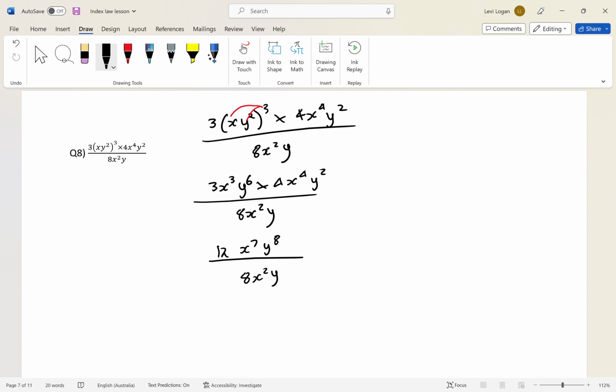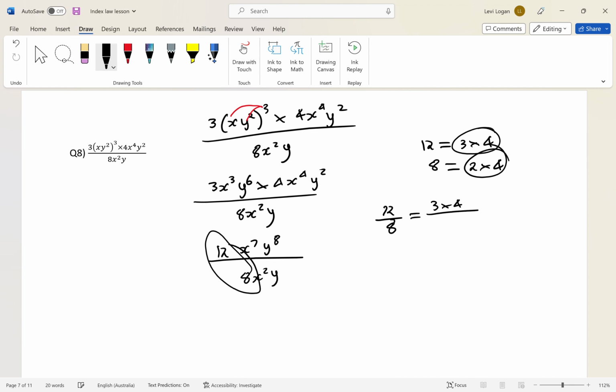Alright, so now let's deal with our numbers first here. So 12 divided by 8. 12 is equal to 3 times 4, and 8 is also equal to 2 times 4. If we replace those with these products, we'll have 3 times 4 all over 2 times 4. And of course, the 4's cancel, so we're left with 3 over 2. So this is our new fraction here, and I'm going to extend that fraction.